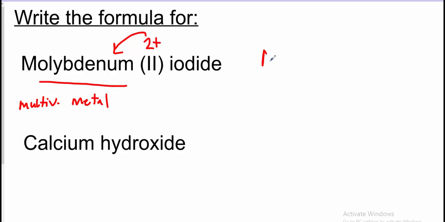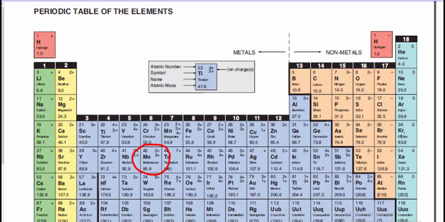And then the next step is to name the anion, which in this case is iodide. Iodide is simply an iodine atom that has become an ion, and so I'm looking for iodine on my periodic table on the nonmetal side, and it is here, and it has a -1 charge, and the symbol is simply capital I.